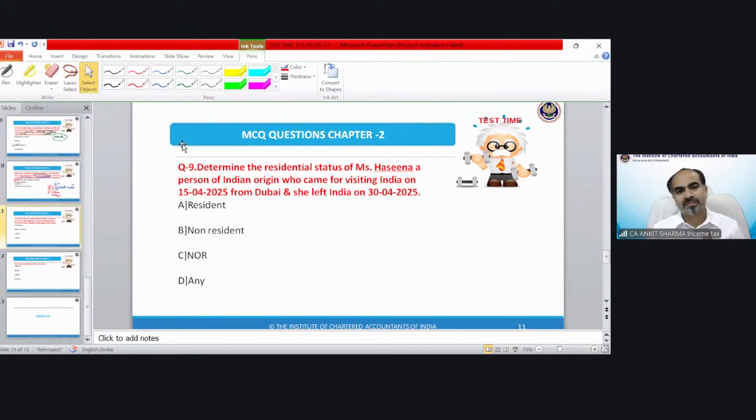Question number 9. Determine the residential status of Hasina, a person of Indian origin who came to visit India on 15th April 25 from Dubai and left India on 30th April 2025. So you can see in question number 9 again, because she is in India for a very short term, from 15th till only 30th April, she will become a non-resident automatically.